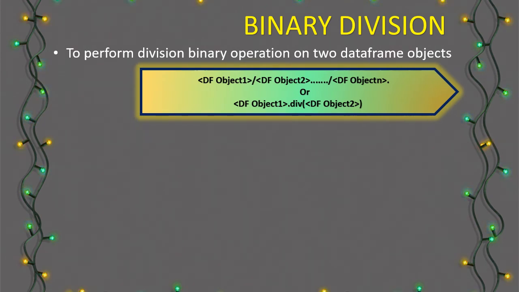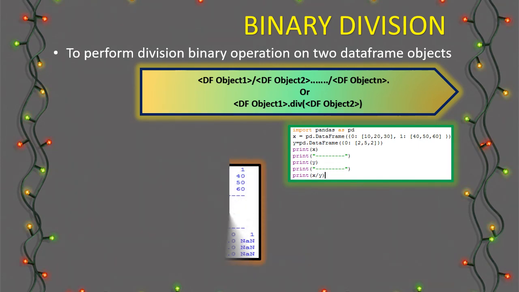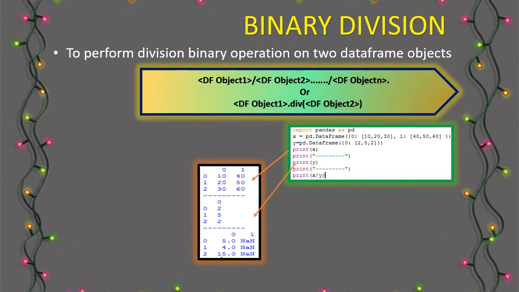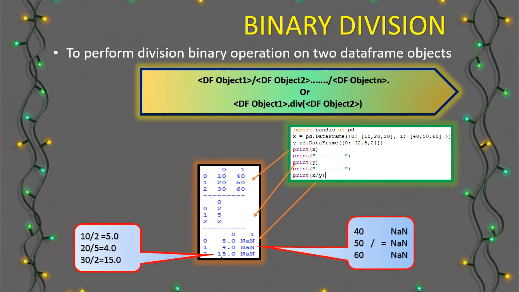Divisions also we can perform by using the forward slash symbol or the div function. So x is 3 rows 2 columns and y contains only 1 column. So the unmatched data will be written as Not a Number.